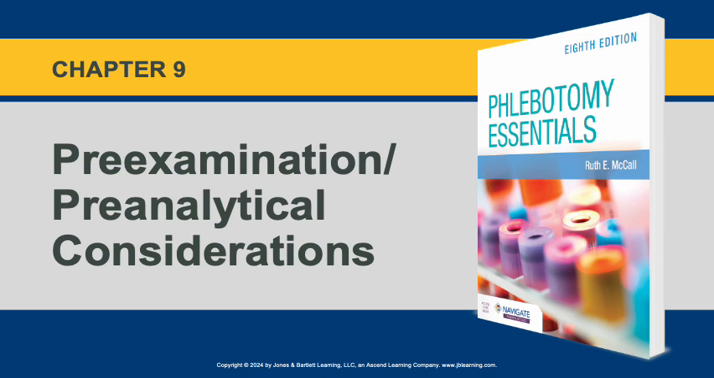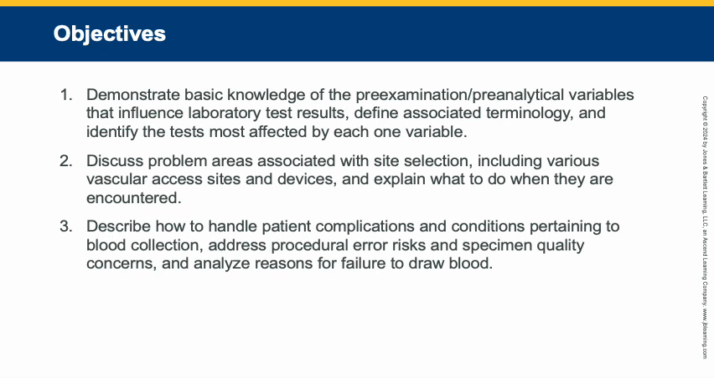Today we're going to cover Chapter 9, which is Pre-Examination, Pre-Analytical Considerations. Here are the objectives for you to get out of this chapter. There are only 3. Number 1 is demonstrate basic knowledge of the pre-examination, pre-analytical variables that influence laboratory test results. Define associated terminology and identify the test most affected by each one variable.